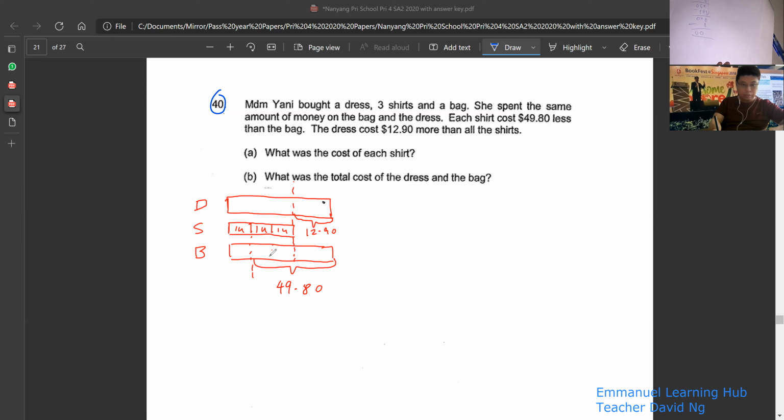One unit is... You know what to do now? 49.80 minus 12.90, then divided by 3, then equals 1 unit. No, not divide by 3. You should divide by 2. Why? You look at the model, you can tell. The first one is not a unit. The first one is not counted. You don't understand my model.